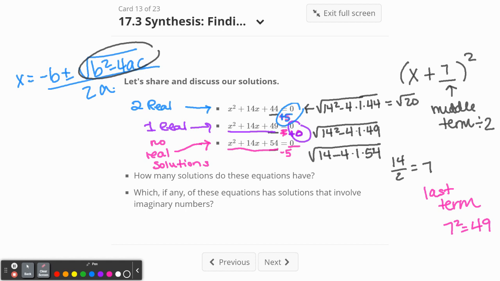If I do the same thing, 14 squared minus 4 times 1 times 49, I'm going to get the square root of 0. And if I do 14 squared minus 4 times 1 times 54, I'm going to get the square root of negative 20. Okay, which means that in the quadratic formula, I'm going to have a positive root here, which means 2 real, a zero root here, which means one real, and a negative root here, which means no real or two complex.